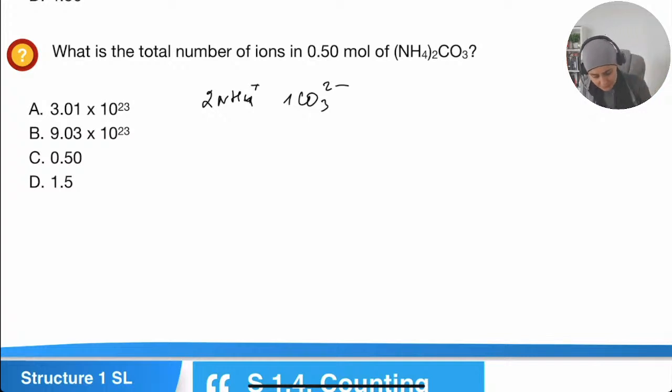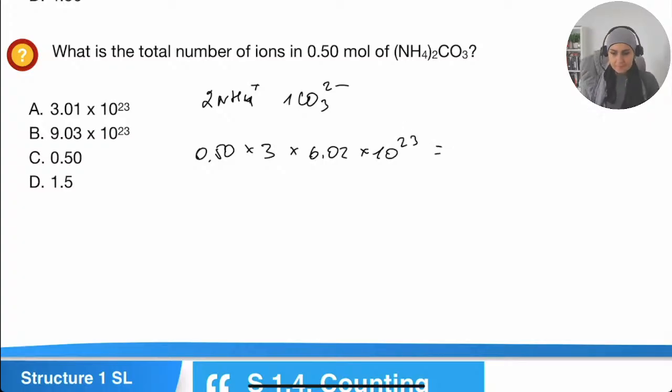So it means that it would have 0.5 times 3, that's the moles of ions, and times Avogadro's. Because they don't want the number of moles of the ions, they want the total number of the ions. So 0.5 times 3 times 6.02 times 10 to the 23rd, so that is AB.